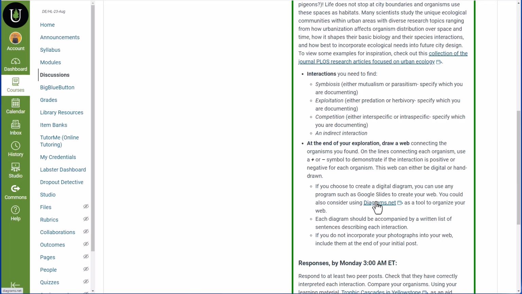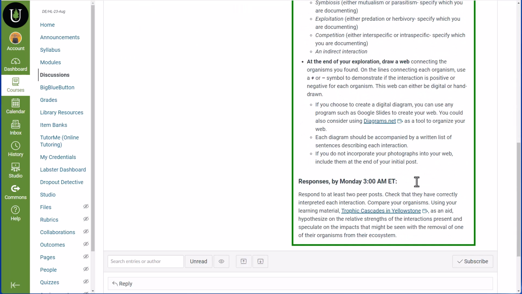Now here you can use a digital diagram if you want. On this one, it does not have to be digital. So if you want, you can create one by hand that you can post there. For each interaction, describe what's going on. That is due by Thursday. And then by Monday at 3 a.m., you're going to respond to at least 2 other students.